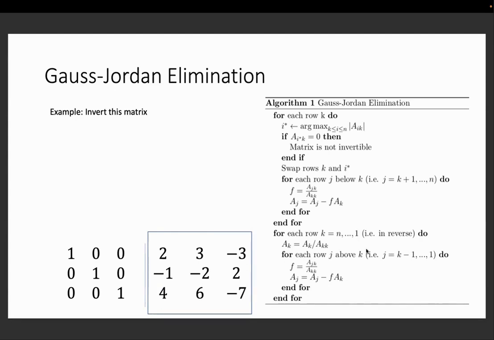So we just need to keep in mind that the first loop is for making sure that the numbers that we have below the diagonal are going to be 0, and then the second for loop is changing the diagonal elements to 1, and making sure that the elements above the diagonal are 0.